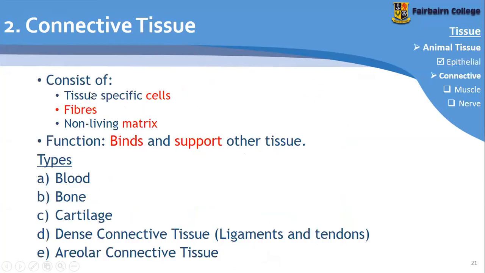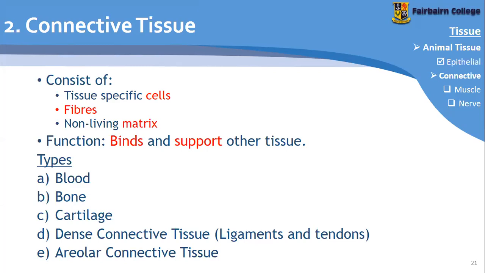Let's see. Okay, so we've now discussed epithelium tissue. Now we move on to the second main type of tissue called connective tissue. As the name suggests, connective tissue binds and supports other tissue. It binds different tissues together. All organs will have some sort of connective tissue to bind all of these different tissues together.